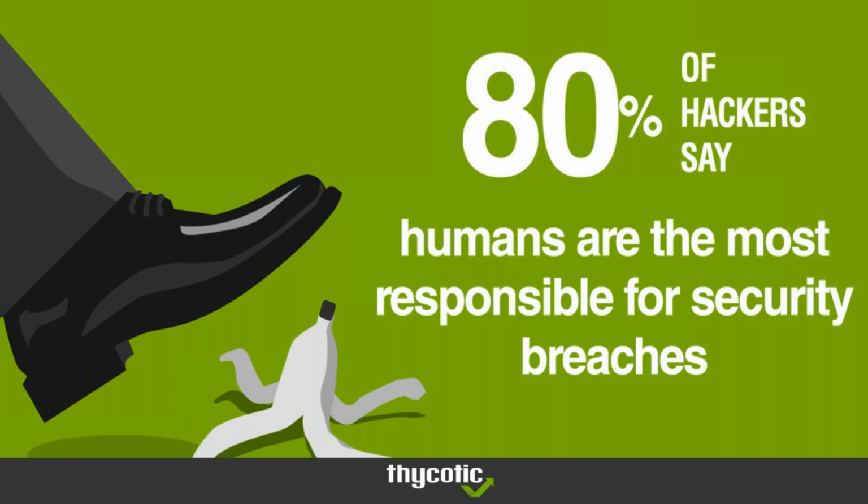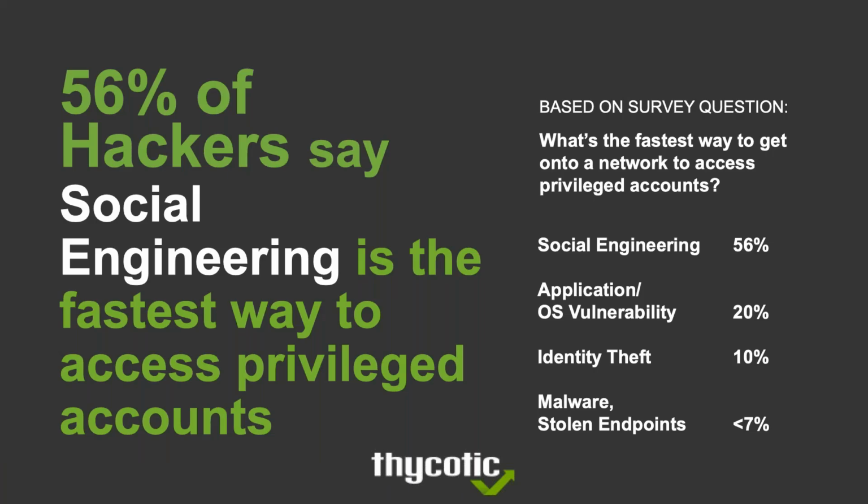And this is one of those indicators that we get from the results. 50% of hackers say social engineering is the fastest way to access privileged accounts. And this is 56%. One of the reasons is that traditional methods, going through firewalls, through web servers and so forth, or even breaking physical boundaries, are more costly and more time consuming. So social engineering is an easy, cheap way to get humans to give up their credentials and their access.